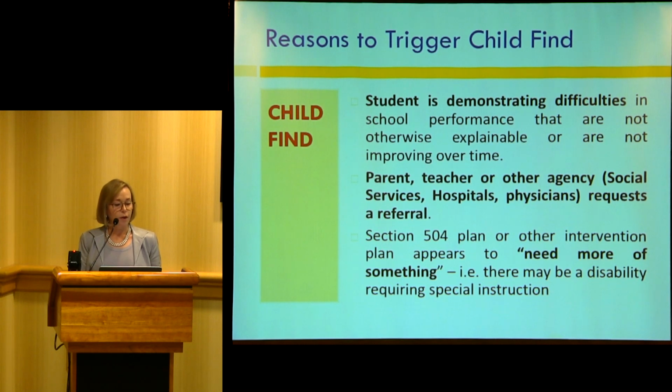What are the reasons to trigger the child find responsibility? We may see a student that is demonstrating difficulties in the school setting. We have to figure out what is going on with that student and how can we put interventions in place to help them succeed. Who can trigger child find? Anybody in the community. When we talk about identifying children who are born with disabilities, frequently the social worker from the hospital will contact the local education agency or school district and inform them of a birth of a child who has a significant disability. That's how we trigger the child find responsibility at the age of birth, but then it continues on.